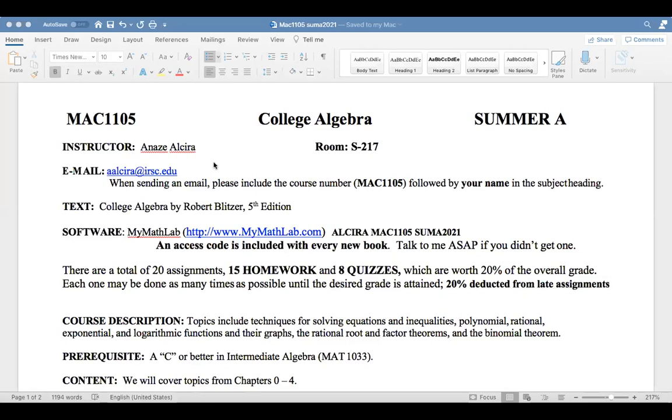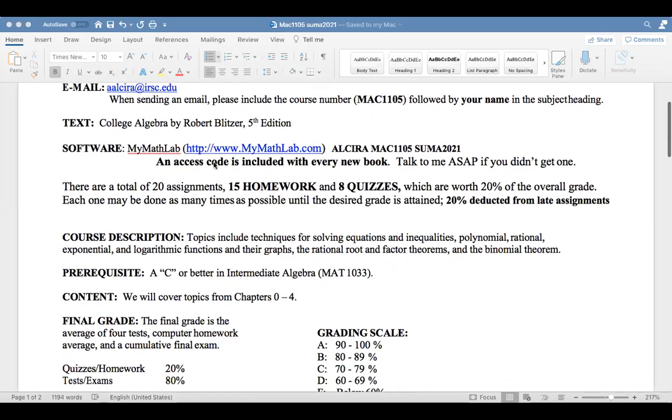Now, additionally, guys, College Algebra by Robert Blitzer is what you were using, the 5th edition. Do we need the textbook? No, you do not need the textbook because there's an e-version of the textbook. Since we have the online version, you do not need to get a textbook. It's already embedded in MyMathLab, and I'll show you how to access that as well.